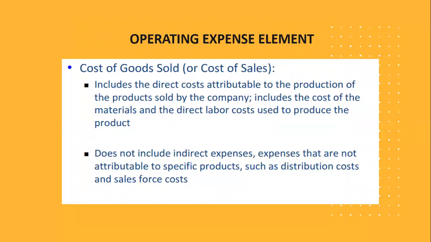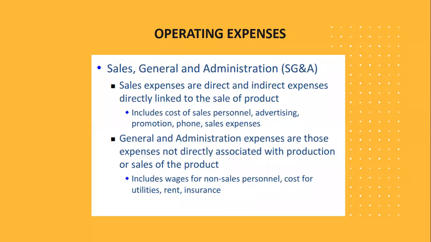However, indirect costs, for example, the cost to advertise the light bulbs or the cost of the other people in the factory that are working, do not fall under cost of goods sold. There is a separate bucket for that, and I'll talk about that in the next slide. So again, cost of goods sold is basically all the direct material and the direct labor cost used to produce the product. All of that comes under cost of goods sold.